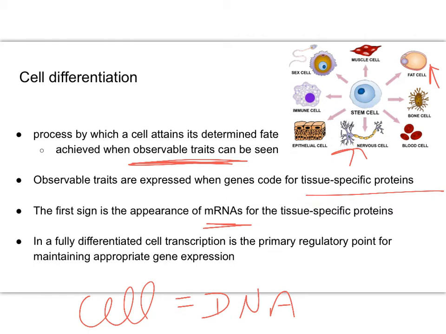So in a fully differentiated cell, transcription is my primary regulatory point for maintaining appropriate gene expression. So what that means is that in a cell that's fully differentiated, our primary point that we regulate things is what's being transcribed and what is not. There is no point in transcribing a whole bunch of genes to then process that messenger RNA to turn it all off. That's a waste of resources. So in these cells that have gone all the way through differentiation, that is going to be our primary regulatory point, is what are we transcribing and what are we not.